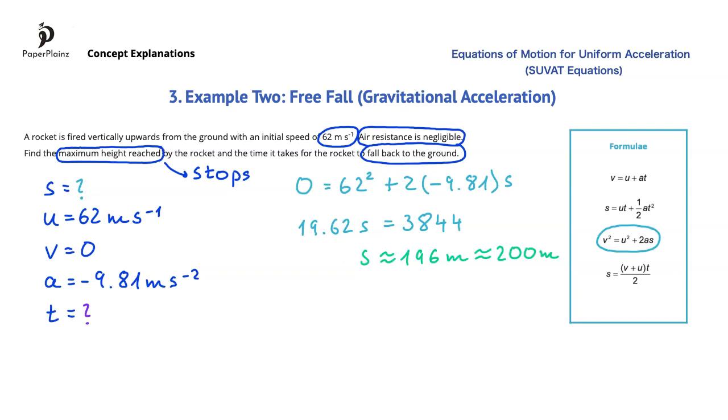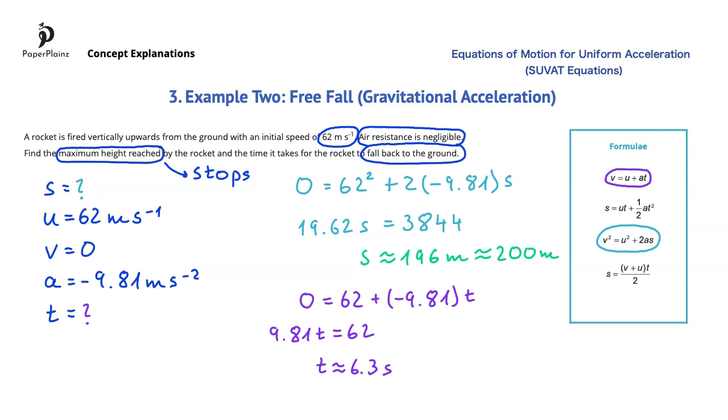Next, let's find the time. Since now we have s, u, v and a, we can use any of the four equations that includes time. Let's use the first one. Substituting, we get 0 is equal to 62 plus negative 9.81 times t. When we rearrange, we get 9.81 t is equal to 62, and after dividing by 9.81, t is equal to approximately 6.3 seconds.